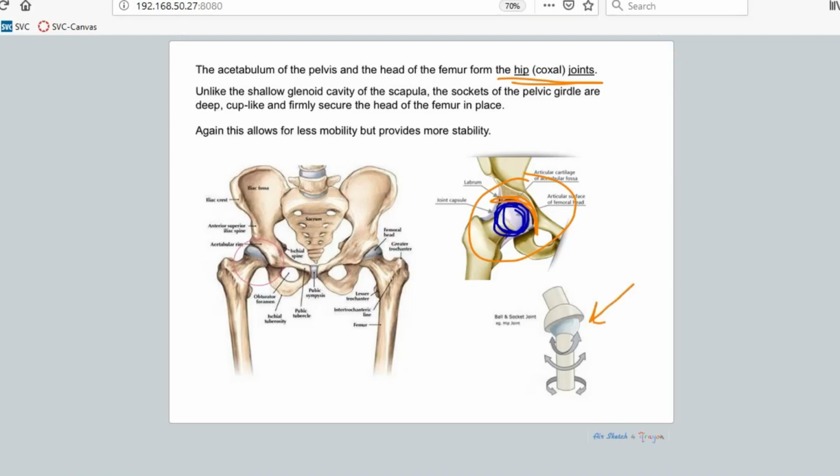There's some differences, though. Okay, the shoulder had a really shallow socket. Okay, but instead, now the acetabulum, we have a much deeper socket. And so what that allows, it allows the head of the femur to sit in there a lot deeper. And what does that provide? Well, it provides more stability. Okay, it's a lot more difficult to dislocate your hip joint than it is your shoulder joint. But the downside is it allows for less mobility. Okay, you still have a lot of mobility. It still is a ball and socket joint, but it's less so than the shoulder joint.